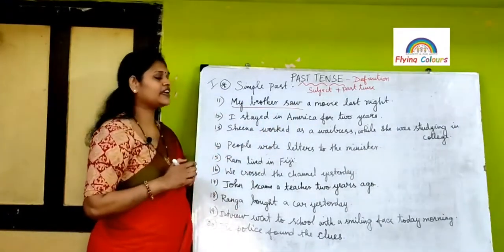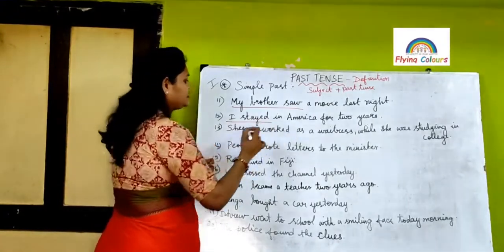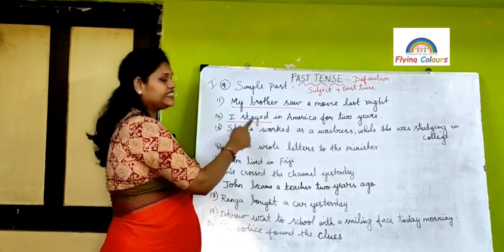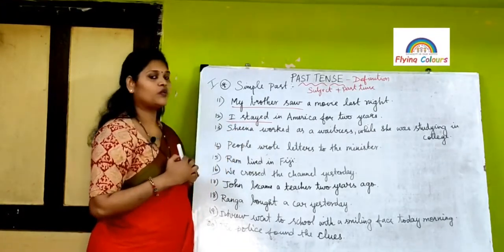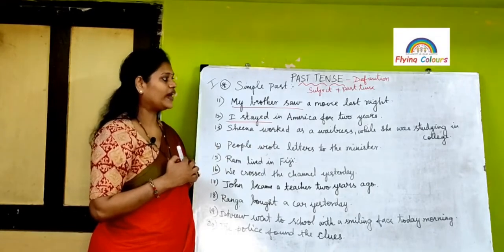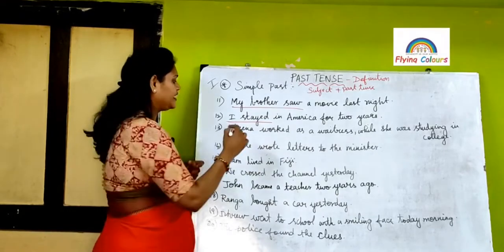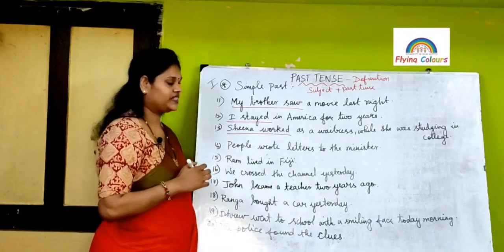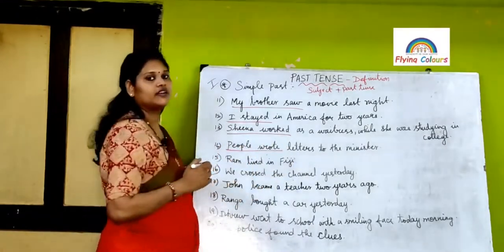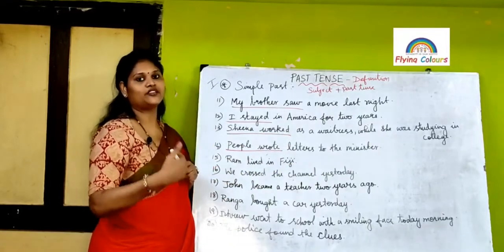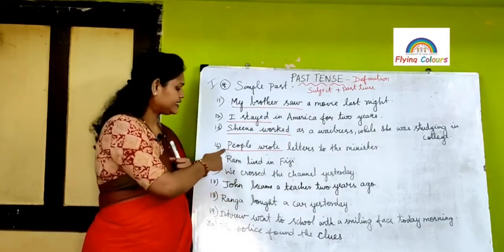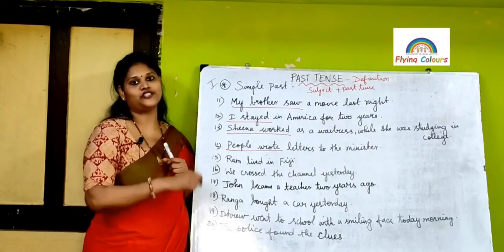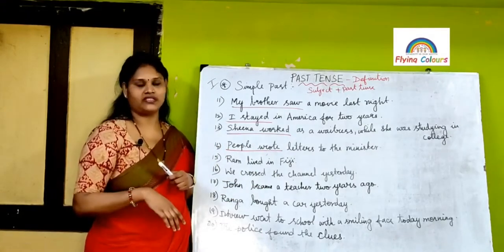I stayed in America for 2 years. I stayed is the simple past. I is the subject, stayed is the past tense. Sheena worked as a waitress while she was studying in college. She worked. Simple past tense. People wrote letters to the ministers. People wrote. Simple past tense. People is the subject. Wrote is the past tense. In this sentence, the action had completed earlier, but its effect will continue in the present. This is called a simple past.